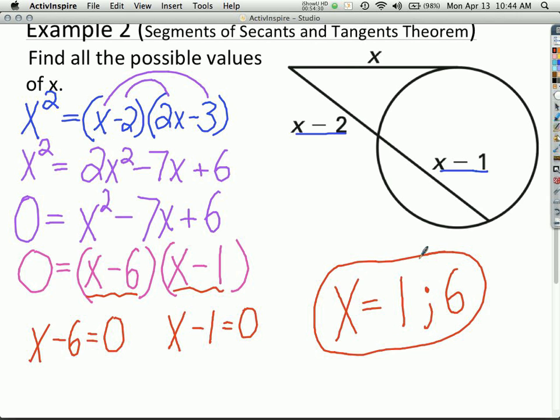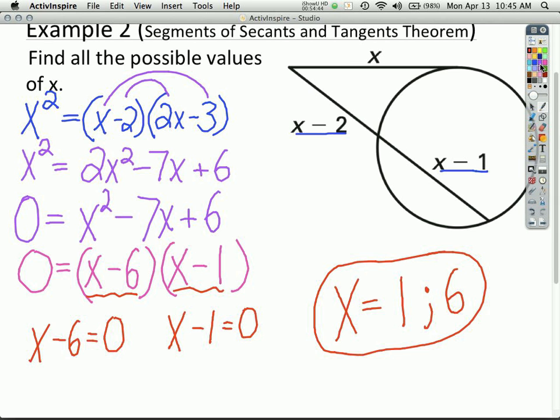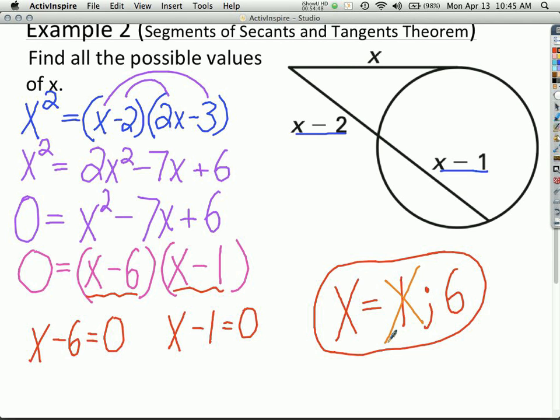Now plug them back in to see if they work. Right? 1 doesn't work. Okay, let's see. 1 minus 1 is 0. That clearly will not work. So we will disregard this answer because it doesn't work. The only valid answer is 6. Let's see if the 6 works. 6 squared would be 36, and that would be 4 times 9, which is 36.